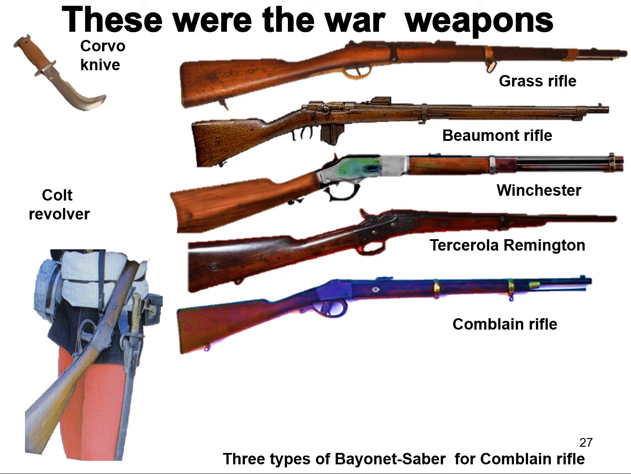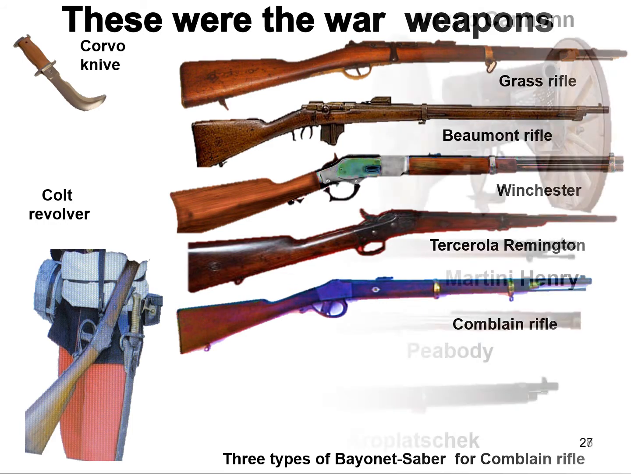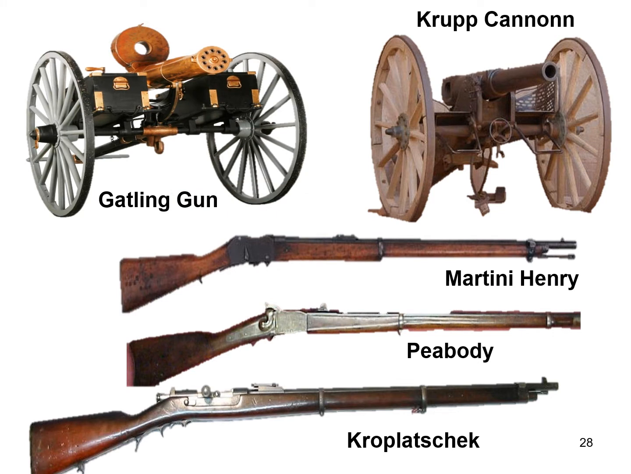The weapons used were mostly rifles, like the Gras, the Beaumont, the Winchester, the Tercerola Remington, and the Comblain, which had a selection of bayonet sabres. There were also Colt revolvers and a knife, particularly used by the Chileans, called the Corvo, which got a very bad reputation. They also used machine guns like the Gatling gun and cannons like the Krupp.